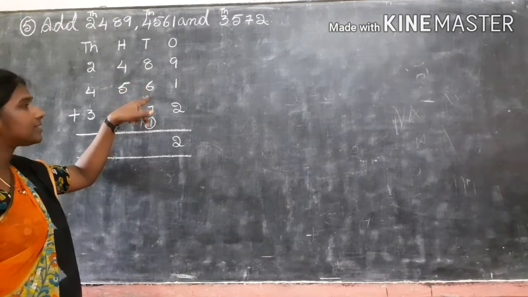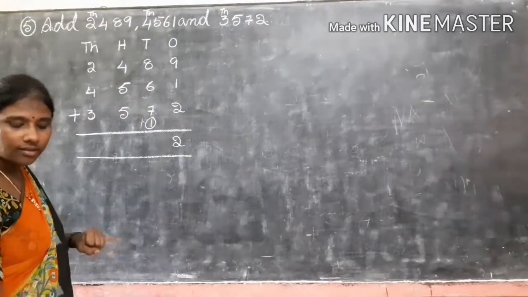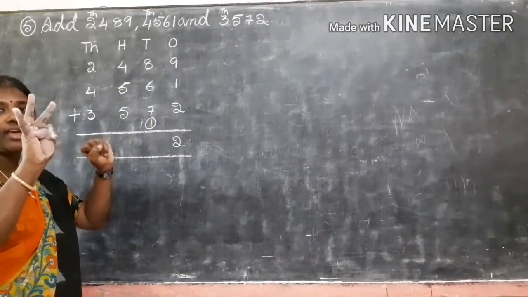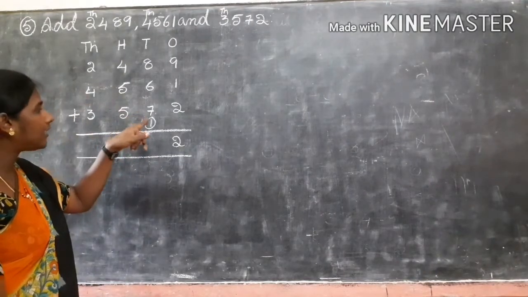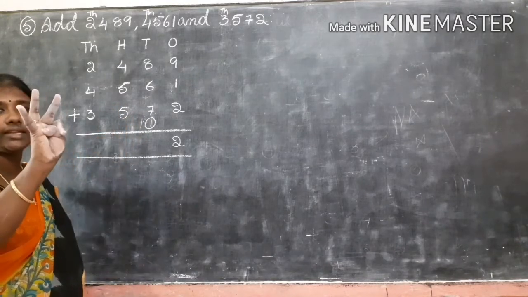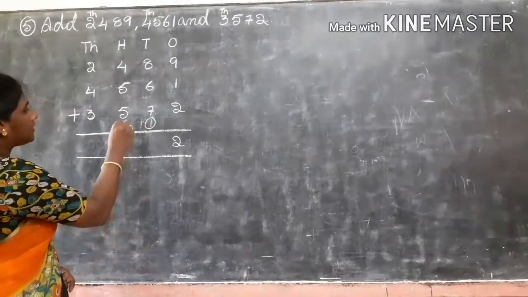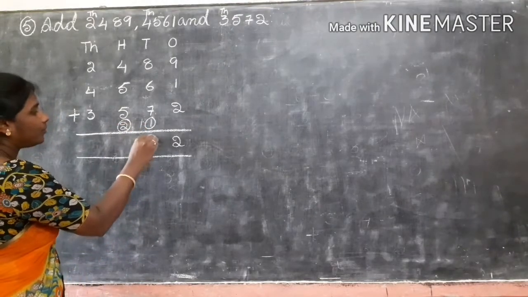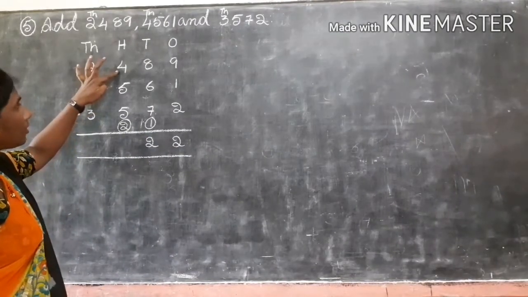Okay, now 8 plus 6, how much? Take 6 fingers, 8 after 9, 10, 11, 12, 13, 14. 14, keep it in your mind. Next number 7. Take 7 fingers, 14 after 15, 16, 17, 18, 19, 20, 21. 21 plus 1? Yes, 22. Next, 4.